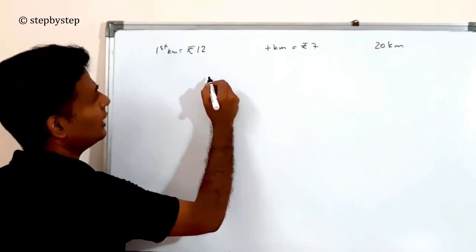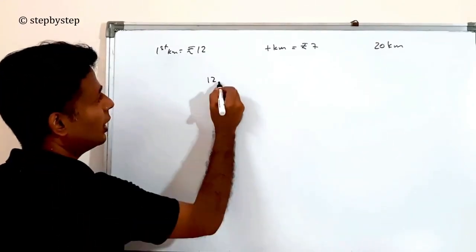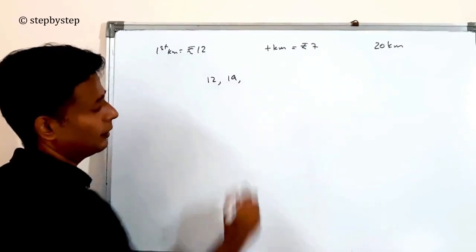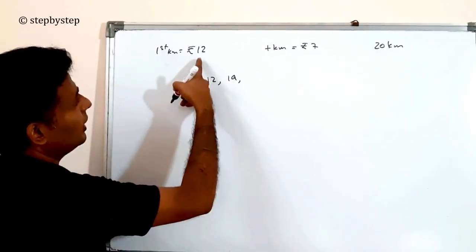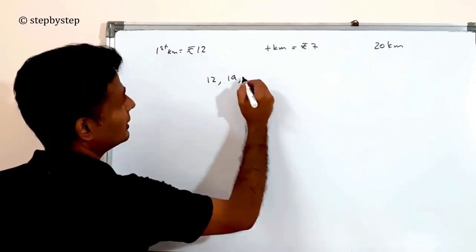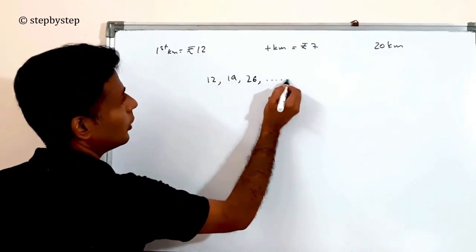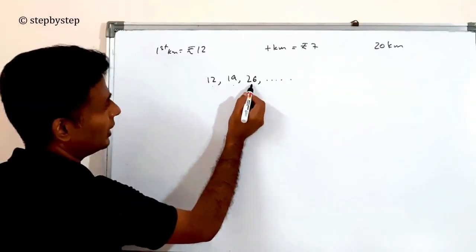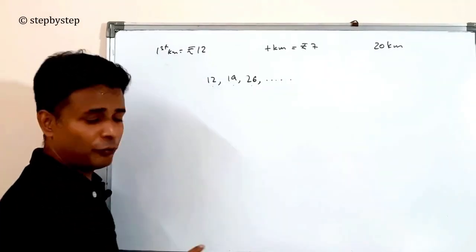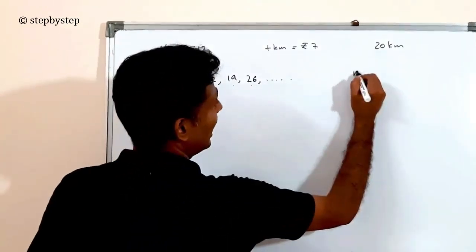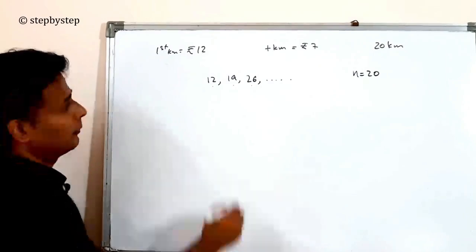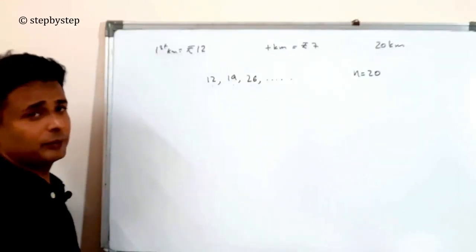Now, if you travel 1 kilometer, you are paying 12. If you travel 2 kilometers, you are paying 12 plus 7, that is 19. If you are traveling 3 kilometers, you are paying 12 plus 7 plus 7, that is 26. So an AP is being formed. This is for the first kilometer, second kilometer, third kilometer. So the number of kilometers becomes your N, and we have to find for 20 kilometers. So N is equal to 20 and the fare is A of N.